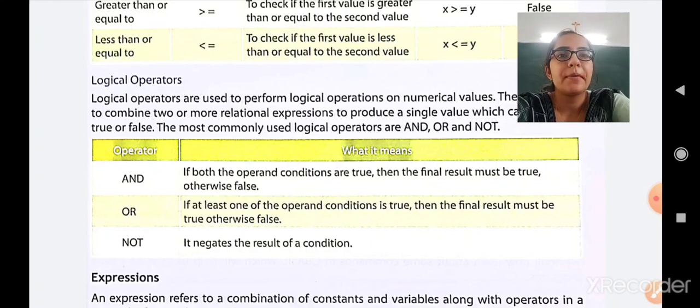Last is NOT operator. It negates the result of the condition. It means if it is given a condition, it will negate the result of the condition. Okay, so these are the logical operators.